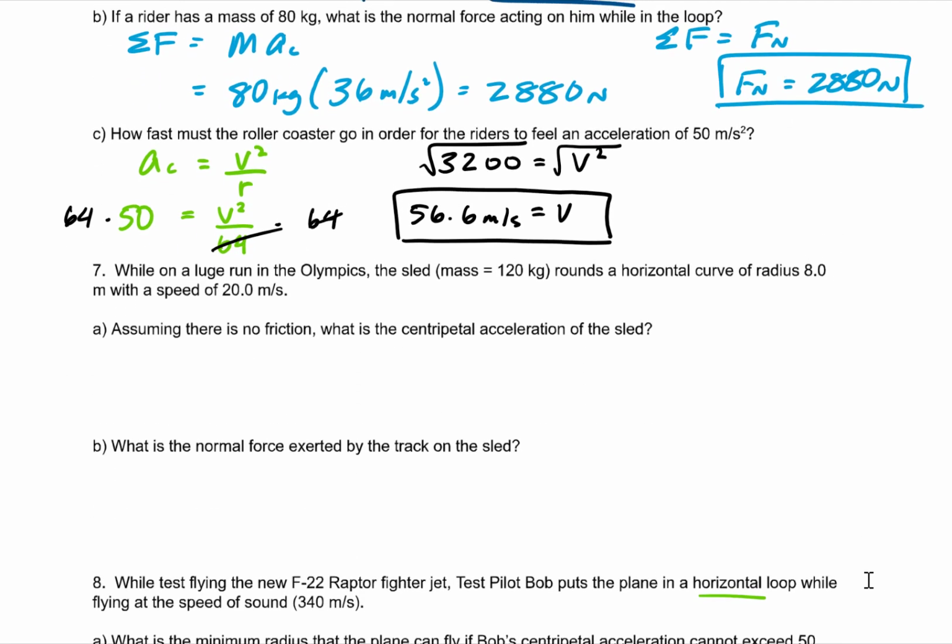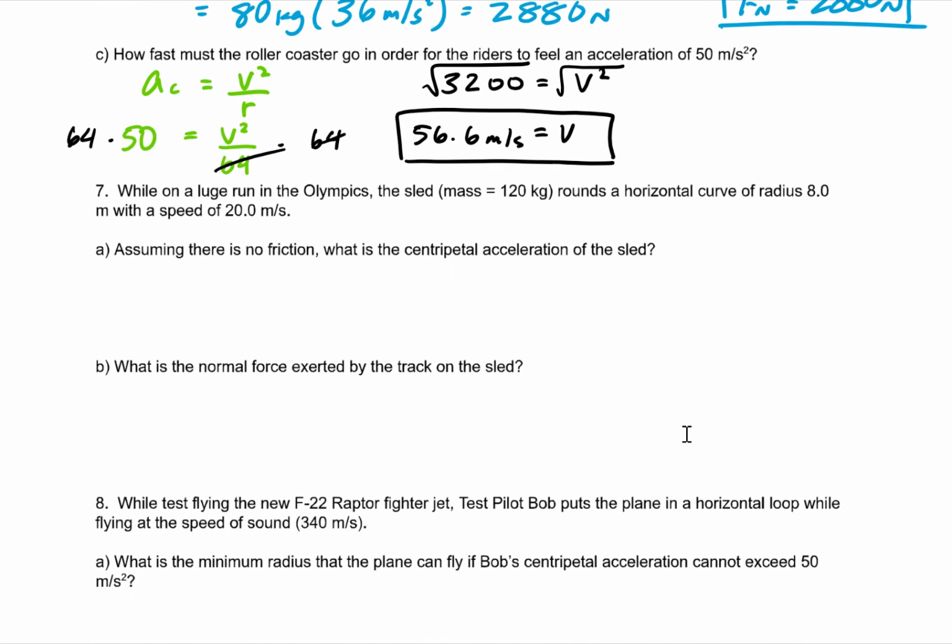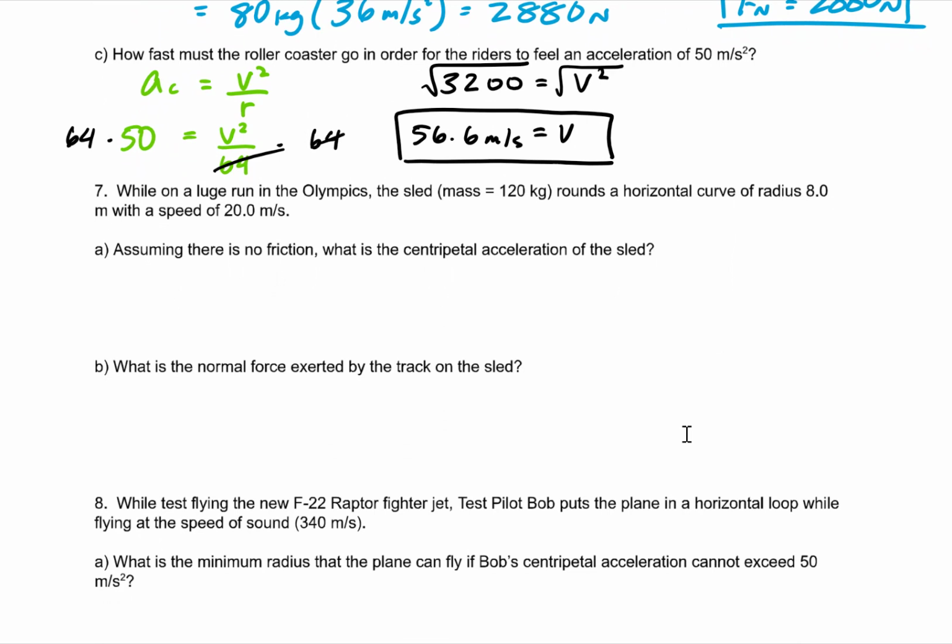All right, so for this luge run at the Olympics, we have a sled rounding a horizontal curve, radius 8 with a speed of 20. What's the centripetal acceleration of the sled? All right, well, to get centripetal acceleration, as always, we're going to say that it's the velocity squared divided by the radius. So the centripetal acceleration is 20 squared, our velocity, divided by the radius of 8 meters. You put that in, your centripetal acceleration comes out to be 50 meters per second squared.